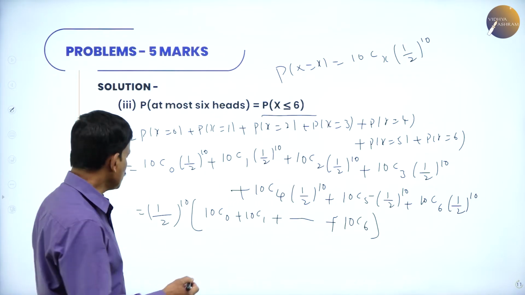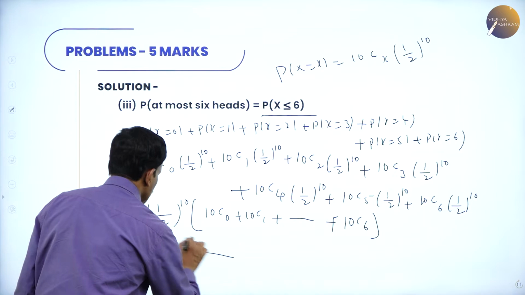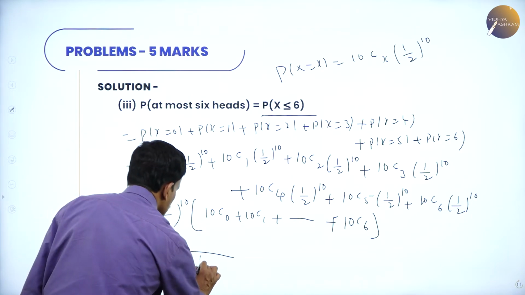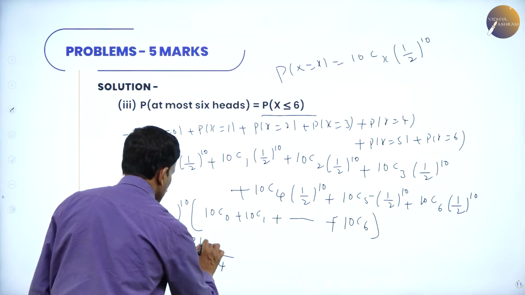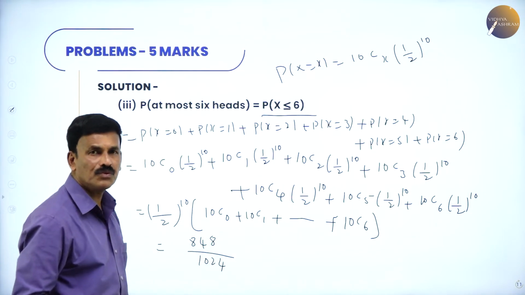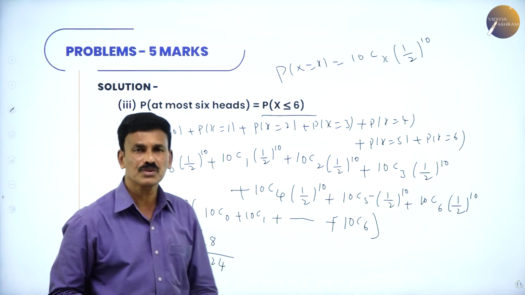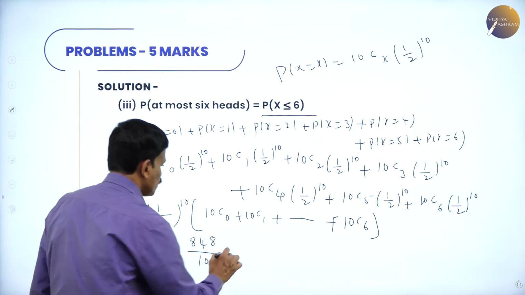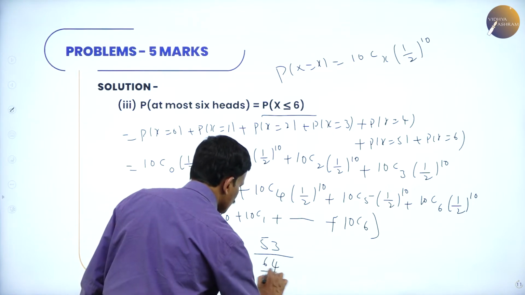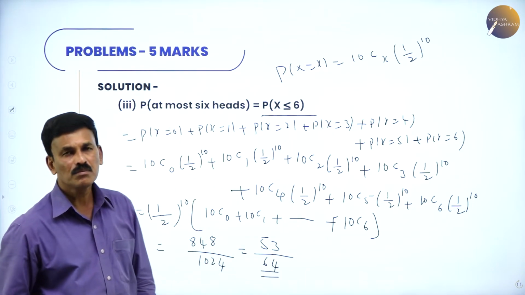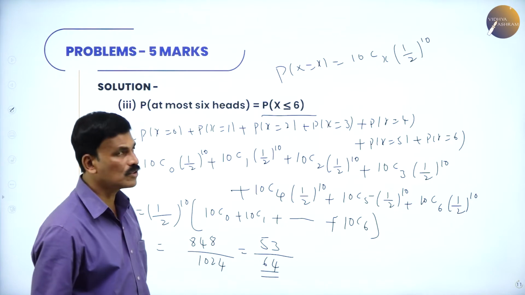Now if you simplify this, in the denominator 2 to the power of 10 is 1024. In the numerator, if you simplify, you will get 848. 848 divided by 1024. If you want, you can divide by 16. If you divide by 16, this is known as 53 divided by 64. That's it. This is the probability of x is less than or equal to 6.